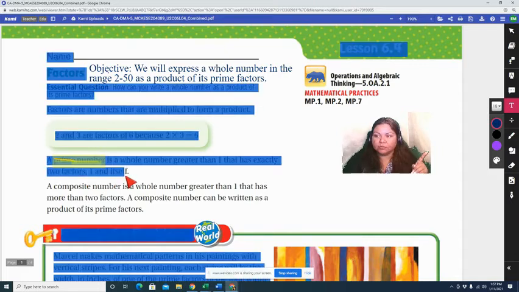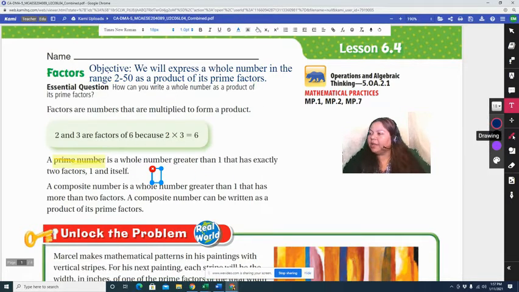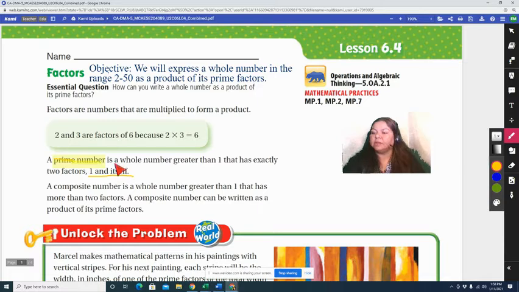1 and itself. Okay, for example, 7 has only 2 factors, 1 and 7. You cannot make 7 multiplying any other digits. 2 times 3 is 6. 3 times something does not give you 7. 4 times something does not give you 7. 5 times something doesn't give you 7. It's only 1 and 7. So this is a prime number because it only has 2 factors, 1 and itself.